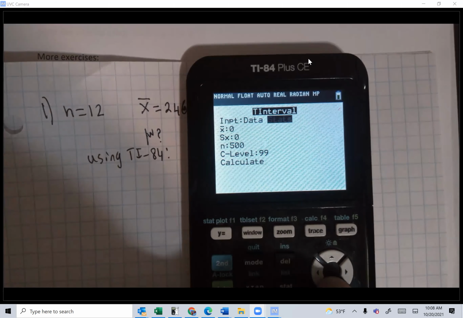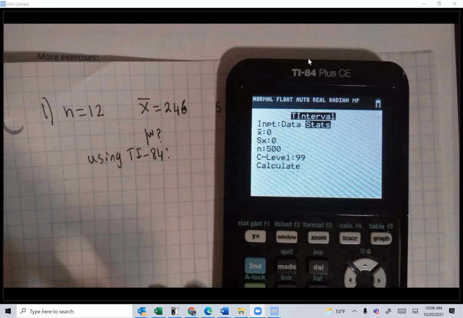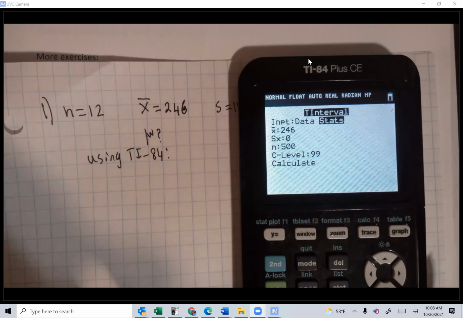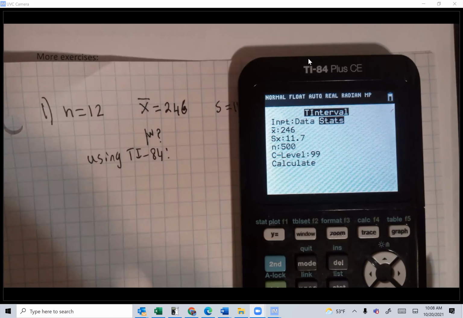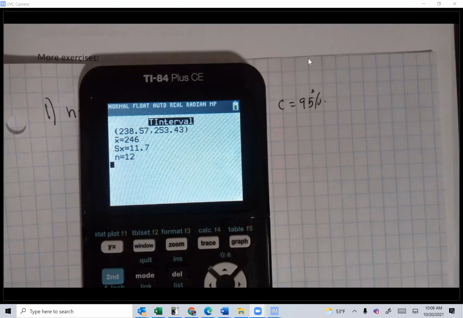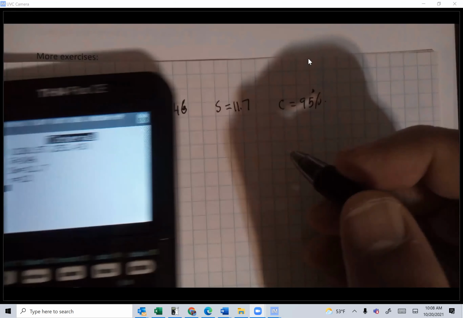So X bar, watch, guys. It's going to be very straightforward now. 246. S is 11.7. N is 12. Confidence level, what was it? 95. And calculate. And here you go. That's the interval.